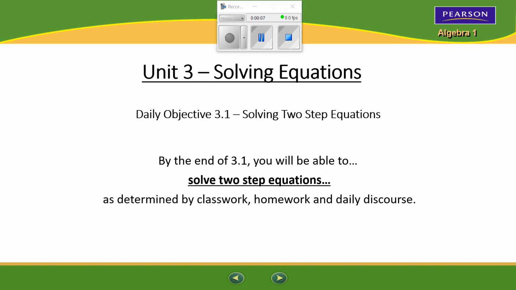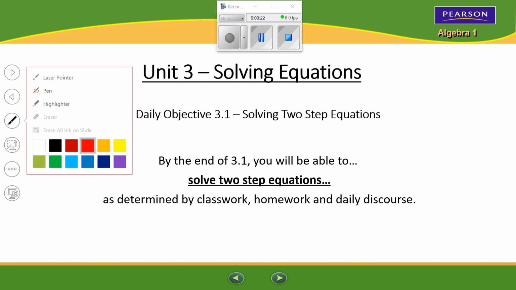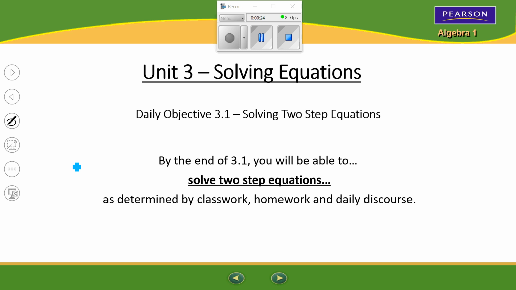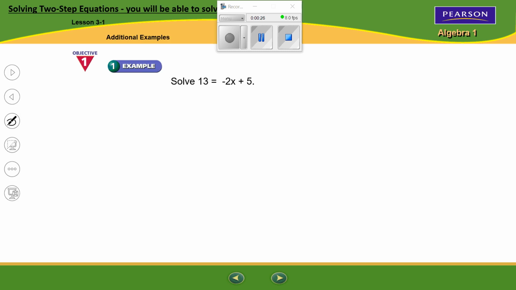We're working on section 3.1, solving two-step equations. Unit 3 is all about solving equations, and the objective is, by the end of 3.1, you'll be able to solve two-step equations. Let's go to the next page. First example, solve 13 equals negative 2x plus 5.